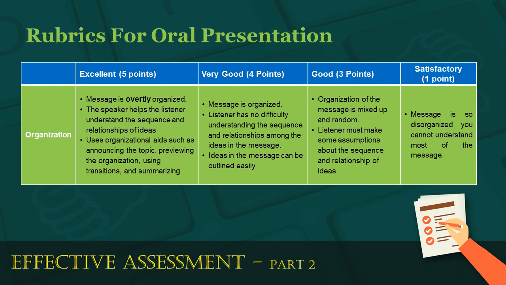The next component of oral presentation is organization. If the message is overtly organized, then the presenter can be awarded as excellent with 5 points. If the message is organized, then it can be awarded as very good with 4 points. If the organization of the message is mixed up and random, good will be the performance level with scale of 3 points. And if the message is so disorganized we cannot understand most of the message, then the performance level will be satisfactory with just 1 point.